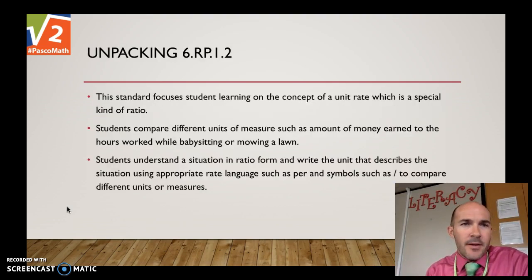So let's unpack that a little bit. This standard focuses on students learning the concept of a unit rate, which is a special kind of ratio. So we want to connect 6.RP.1.1 here. Students compare different units of measure, such as amount of money earned to the hours worked while babysitting or mowing the lawn. And students understand a situation in ratio form and write the unit that describes the situation using appropriate rate language, such as per, or the symbol like the slash to compare different units of measure.